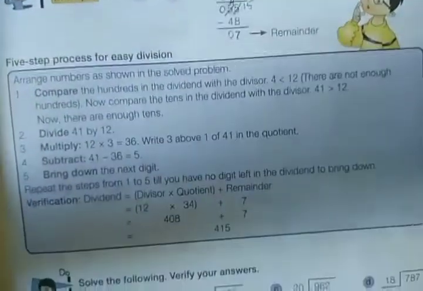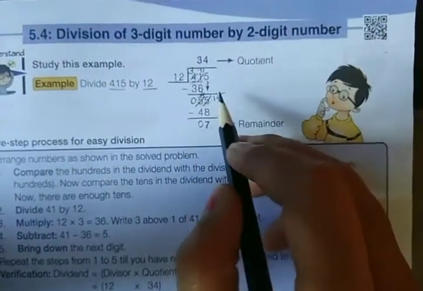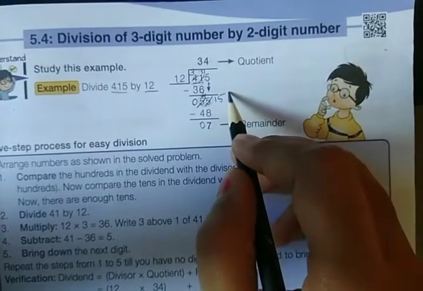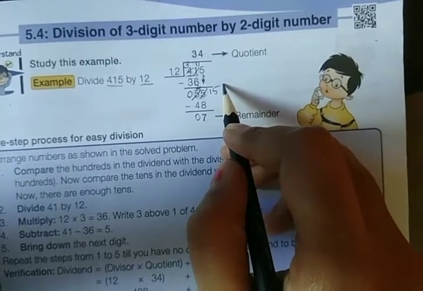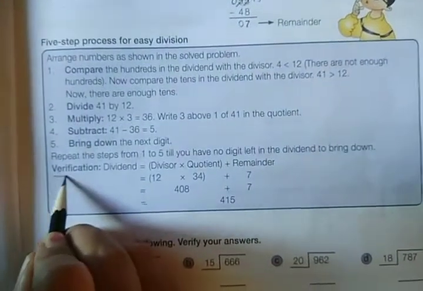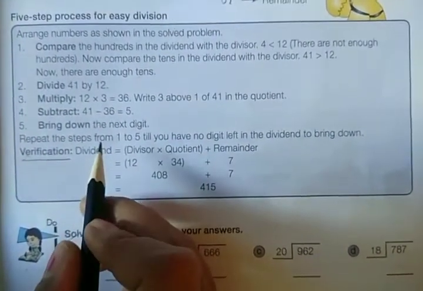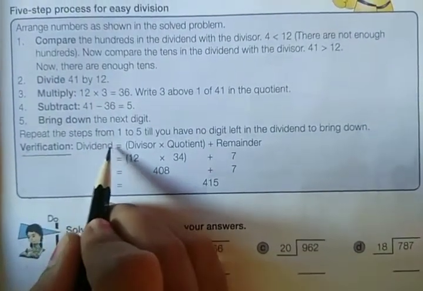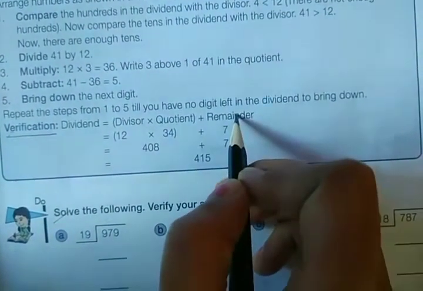We'll see the exercises now. Before that, we need to check whether we have solved it correctly or not. There is one formula to check the division answers. Let's see which formula that is. The formula is this one. How to verify whether we have solved correctly or wrong, whether the sum is correct or wrong, by using this formula: dividend is equal to divisor into quotient plus remainder.